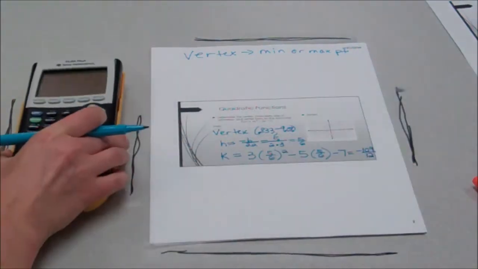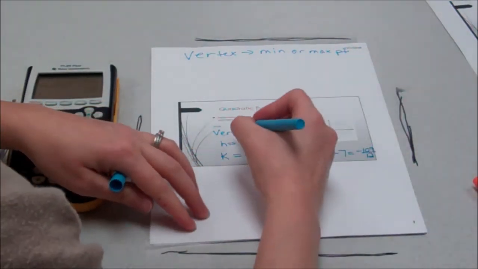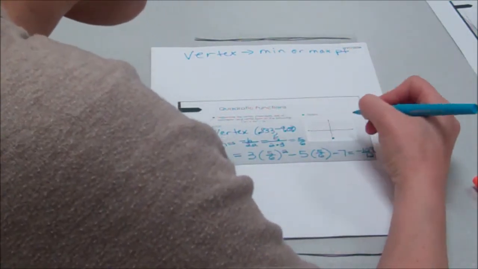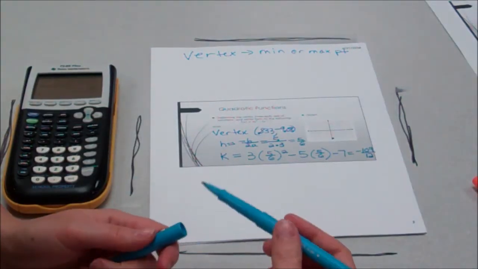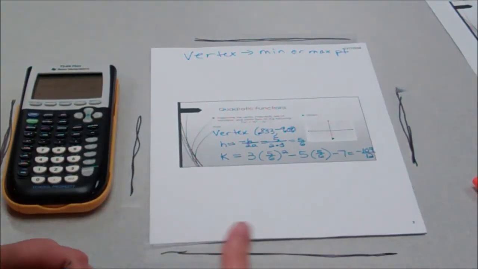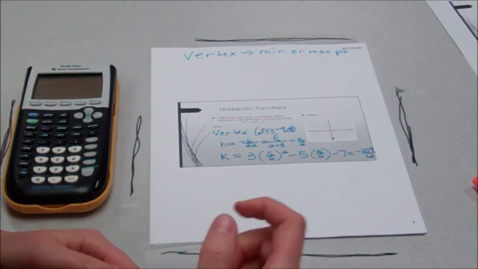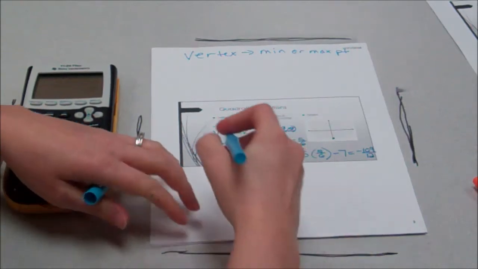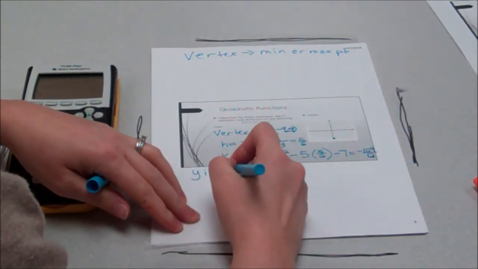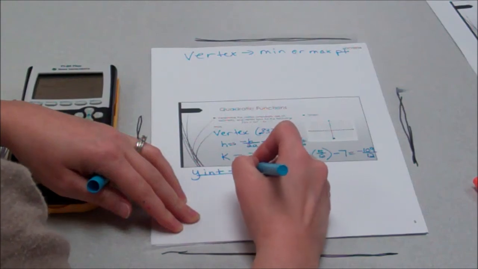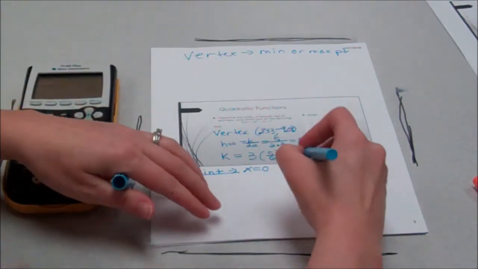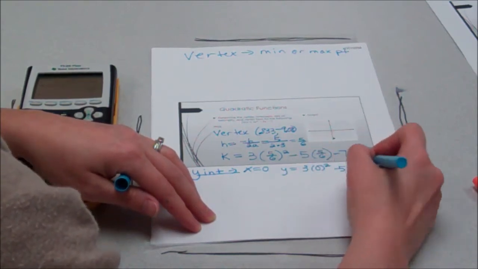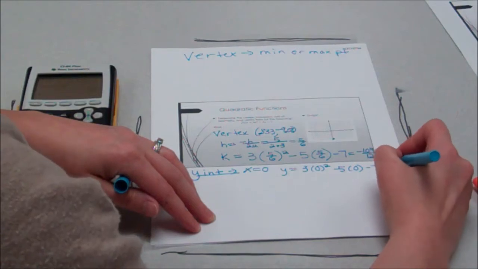Now that I have that information, I plot the vertex point. It's going to be way down at the bottom of my graph paper. Alright, so my next task that I need to complete, I need to determine the intercepts. So, if I'm going to do my intercepts by hand, then for the y-intercept, I will let x equal 0, and I will plug 0 into the function that I'm given. So y would be equal to 3 times 0 squared minus 5 times 0 minus 7, which is negative 7.